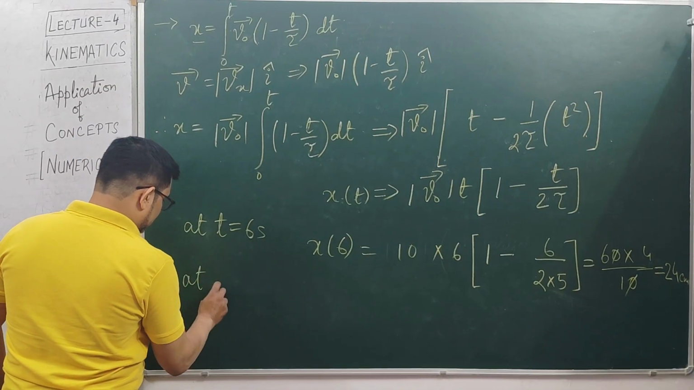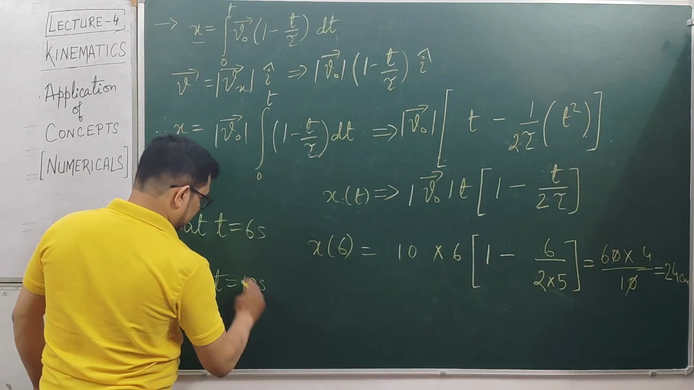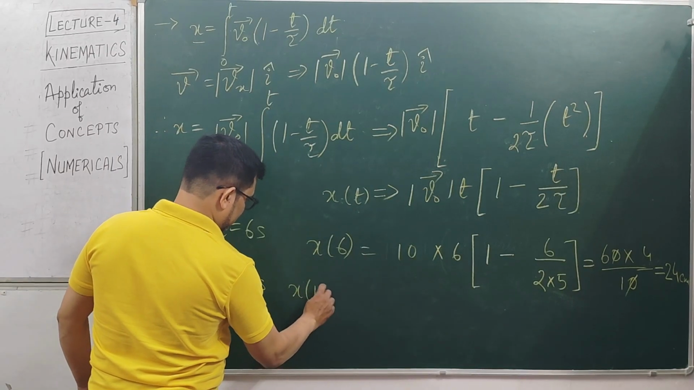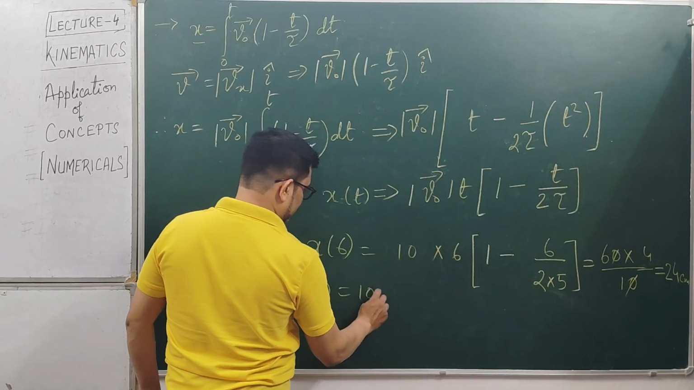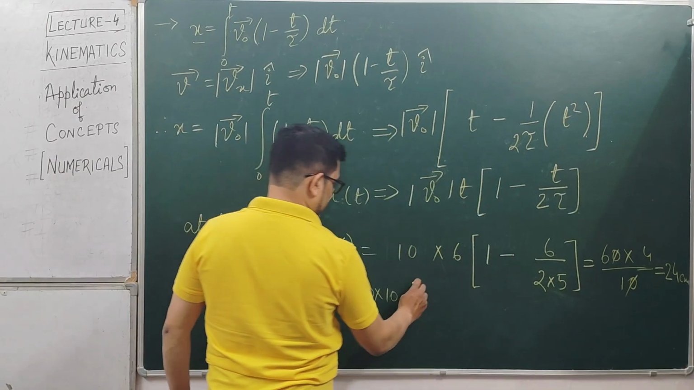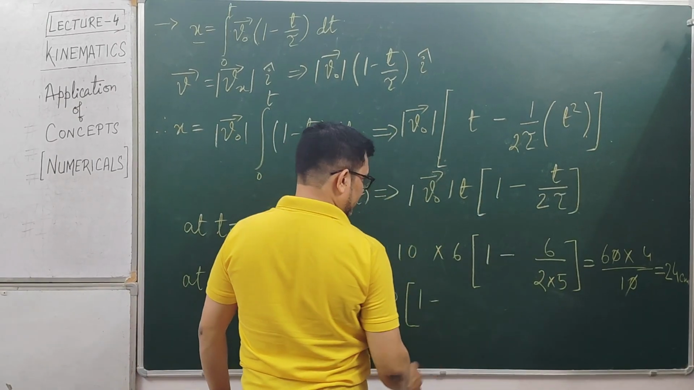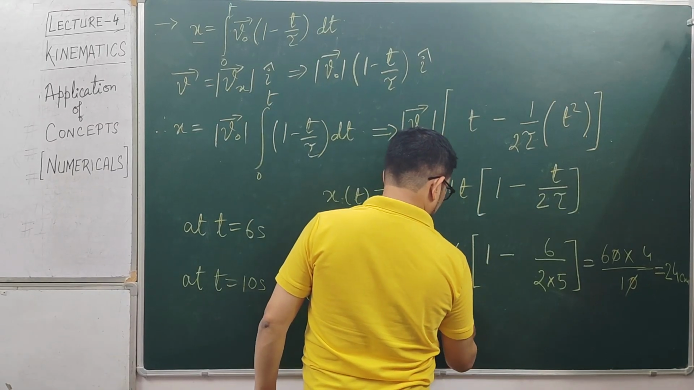Then at t is equal to 10 seconds, we'll put x10, so this comes out to be 10 times 10, and it's 1 minus 10 divided by 10.